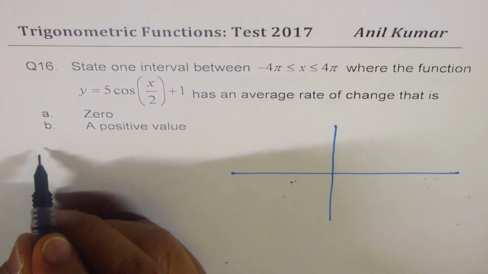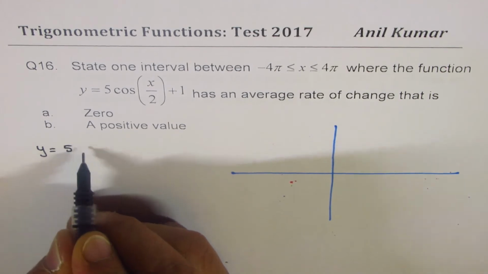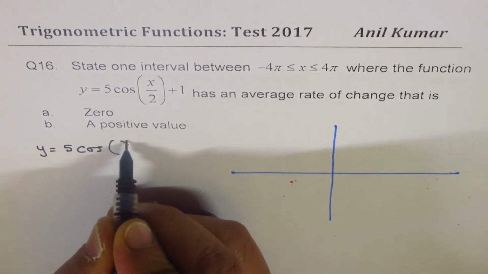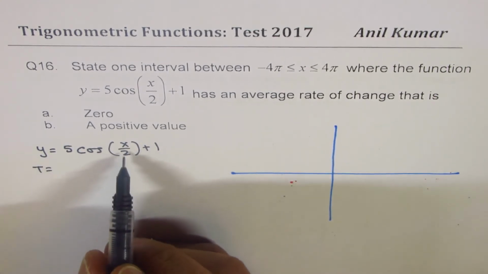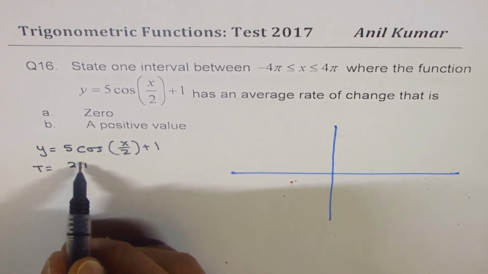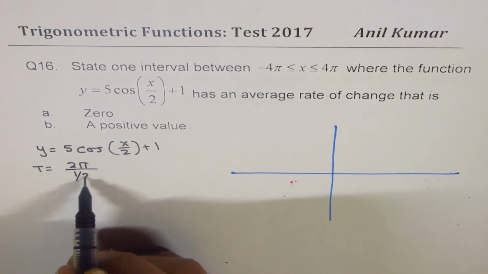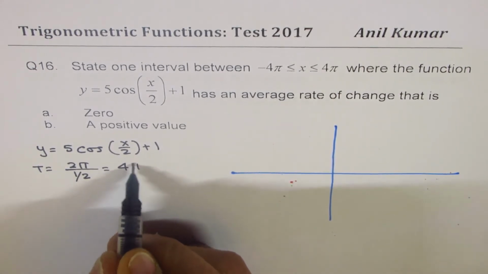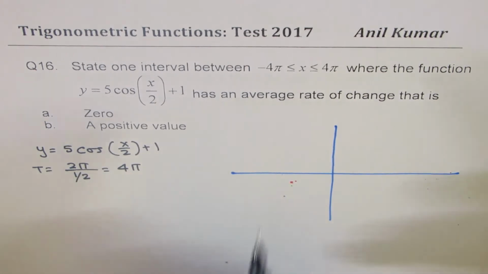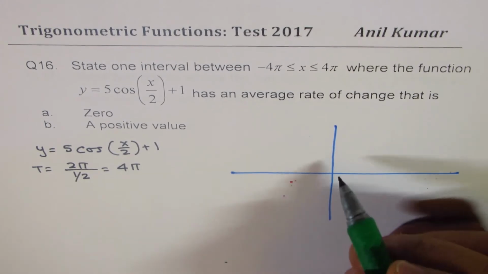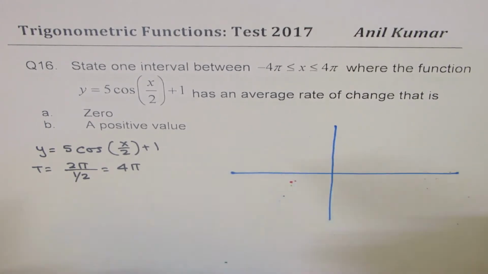The function given to us is y equals 5 cos x by 2 plus 1. That means the time period will be 2 pi divided by k, which is half in this case, so it is 4 pi. So that's the time period. So one full wave in 4 pi. Since the interval is from minus 4 pi to plus 4 pi, we will have one cosine wave on the right side and one on the left side, and it's shifted 1 unit up.